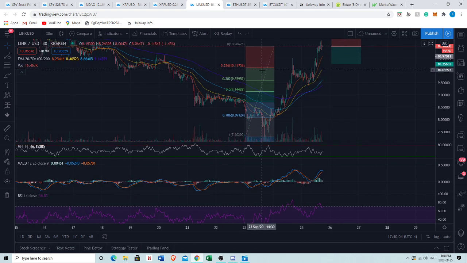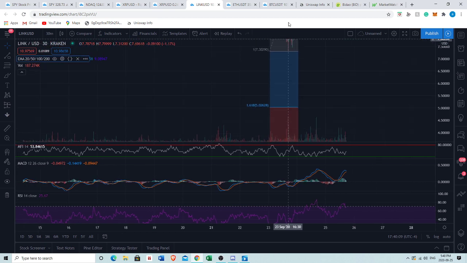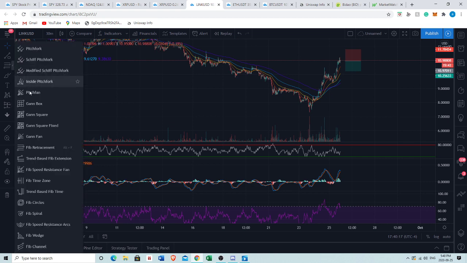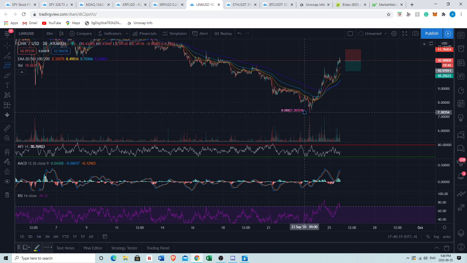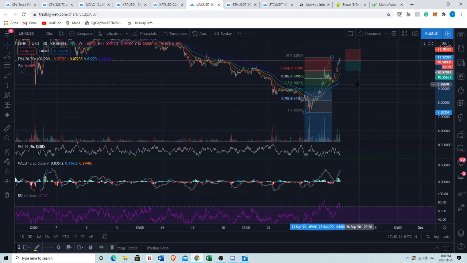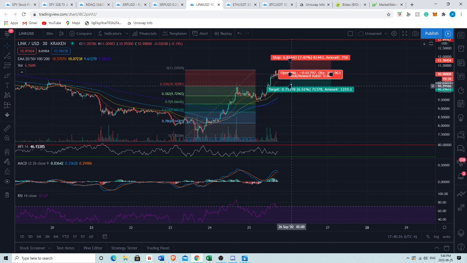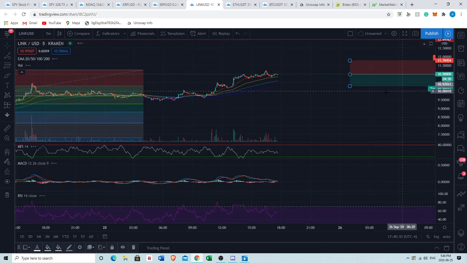I could even see Chainlink fall further to maybe retest one of these fib retracement levels, but hold on here. Let's make sure our fib retracement's correctly lined up. So there we go, we take the bottom of that movement to the top. Yeah, this would make a lot of sense to me. Wow, that is a large pump.